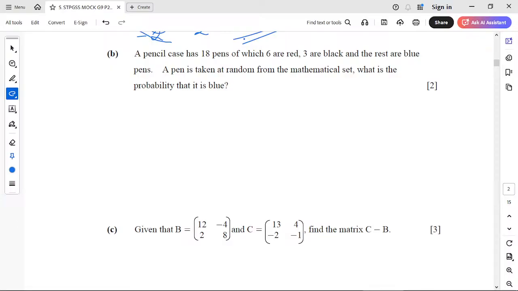Now let's look at this information given. We are told that the bag contains 18 pens. These 18 pens are a combination of colors. We are also told that 6 of them are red, and 3 of them are black. Then they said the rest are blue pens. We don't know how many are blue, so we indicate them by x. So x is the number of blue pens.